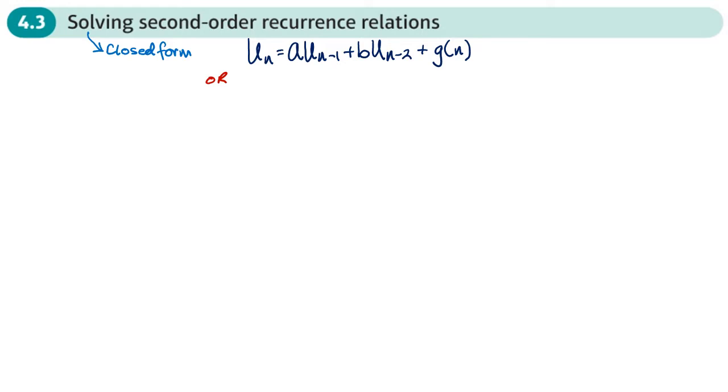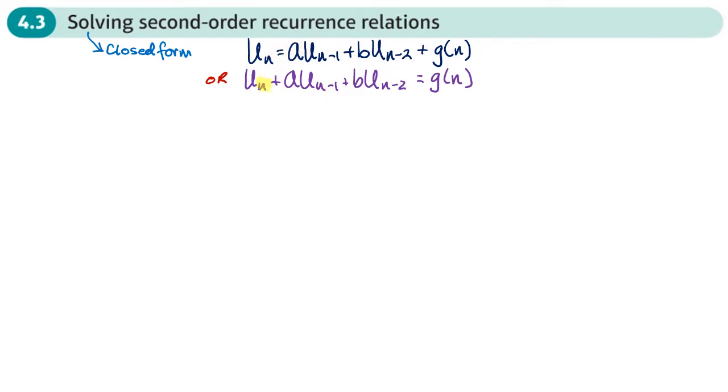So you could have a recurrence relation written like this: un plus a un minus 1 plus b un minus 2 equals g of n. So we don't need to rearrange it to make it look like the first form here. We just keep it like this.